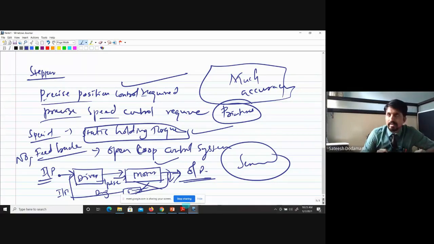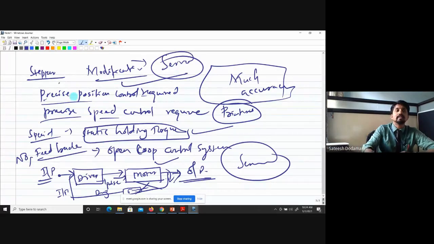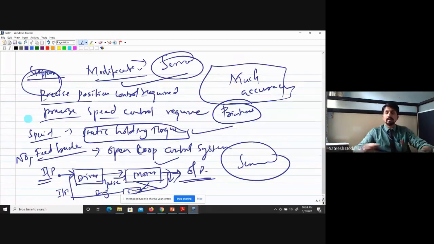advantages as well as disadvantage also, because the feedback circuit makes your circuit complex and costly. At the same time, the open loop system makes it simple and cheap, but the accuracy, if you're comparing with the feedback system, is less, and accuracy with the feedback system is more. So that is what a modification of this is nothing but servo motor. That we will see later, but this is what about the stepper motor.